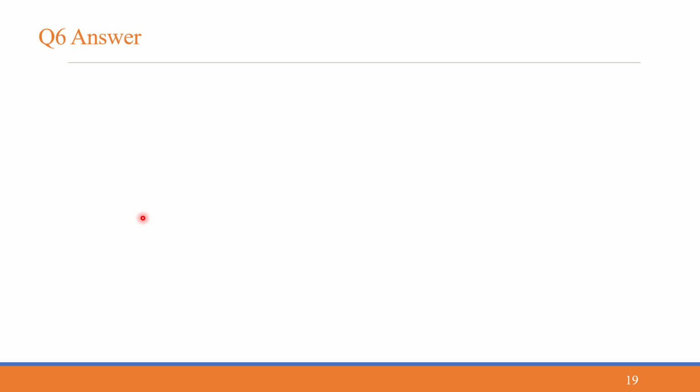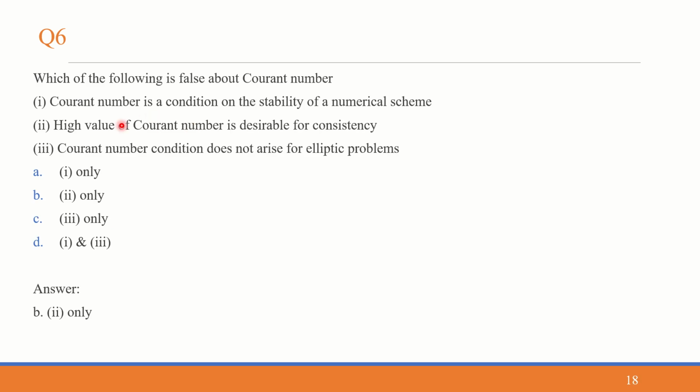And what were the statements given? A high value of Courant number is not desired. It is desired to have a low value of Courant number, and it is a condition on the stability of a numerical scheme. So this is true, this is false, and this is true. So the second one is the only false statement. B, 2 only is the right answer.